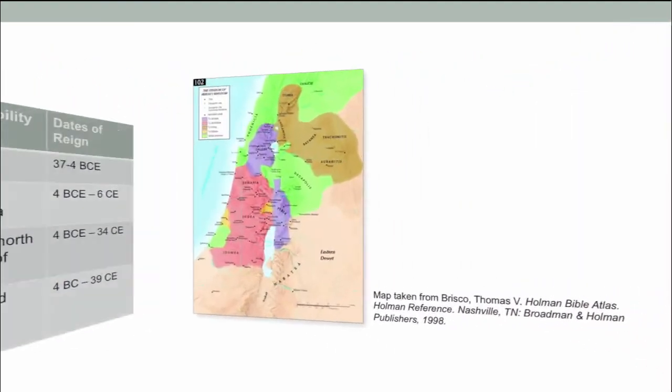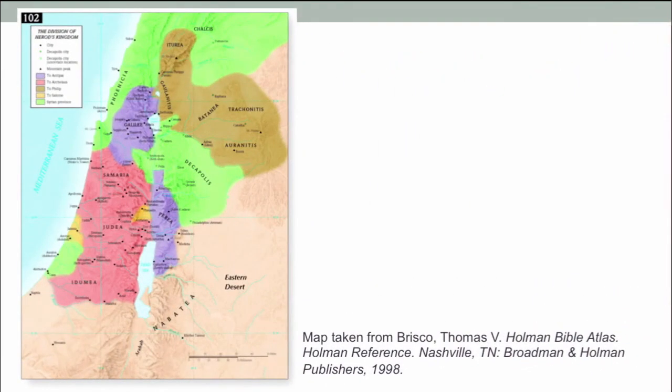Now, if you look at the map, which I took from one of the Holman Bible Atlas, take note of these three colors. The purple color is the section given to Antipas, the red color given to Archelaus, and finally the brown color given to Philip. So make sure you remember these three sections clearly.